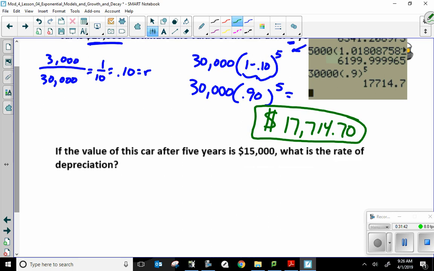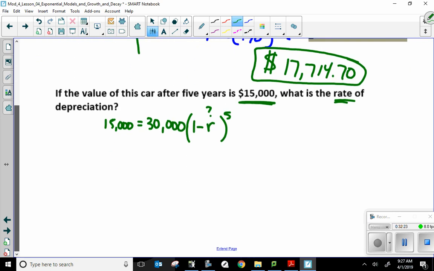I'm teasing. So now, if the value of this car after 5 years is $15,000, what is the rate of depreciation? No, that's not the answer. Okay, they're just saying instead of being $17,714.70, if it's $15,000, what is this going to be? Okay, I know this depreciates. I know it's going to start off at 30,000. Okay, yep. It's 1 minus my R. That's what they're asking me to figure out. What is the rate of depreciation after 5 years? And after those 5 years, it's going to be 15,000.